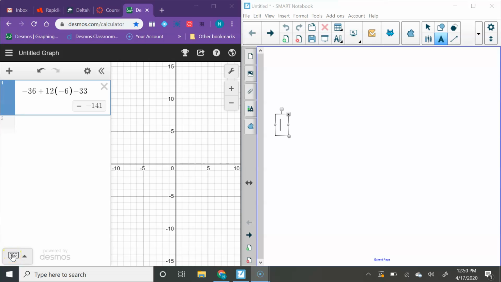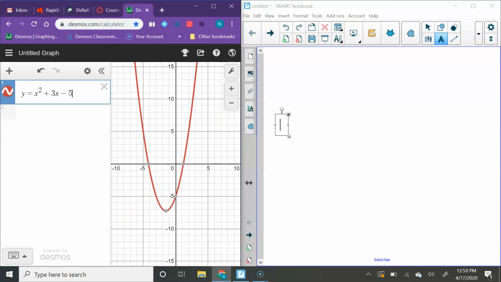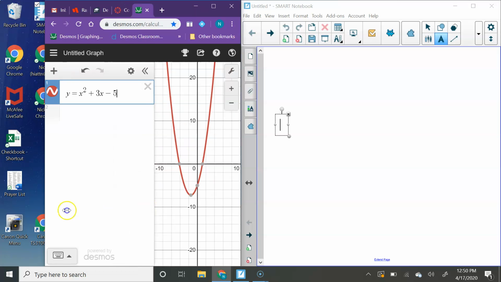Okay, yesterday we learned how to identify the axis of symmetry and the vertex from a parabola. So for example, if I had y equals x squared plus 3x minus 5, then we learned that the vertex is this low point. In this particular case, it's a decimal because I just typed the equation in here. And the axis of symmetry would be the vertical line that goes through that point.